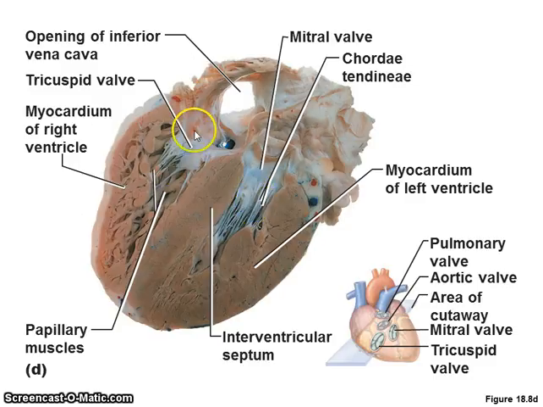So here's a view showing the cuspids. Remember, the right side's thinner. This must be my left ventricle. This is my tricuspid, bicuspid or mitral valve.